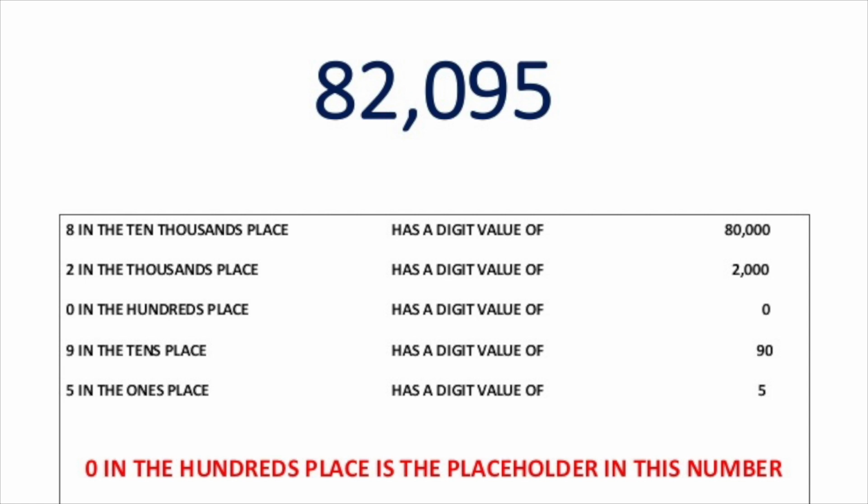Zero in the hundreds place is the placeholder in this number. For example, 8 10,000s, 80,000. 2,000s, 2,000. 0 hundreds, 0. But the 0 must be there. Otherwise, the thousands would be in the wrong column. And this is how we use 0 as a placeholder. Any questions, guys? Okay, that was excellent. Well done.